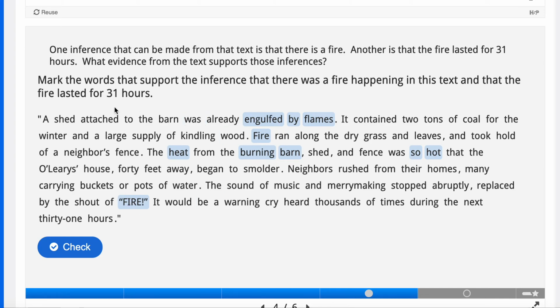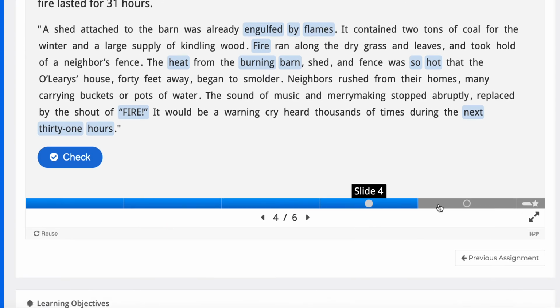And then lastly, how do we know it lasted for 31 hours? Well, it says that they were crying fire for the next 31 hours. So that probably means they were yelling fire for 31 hours, and that's how long there was a fire for.